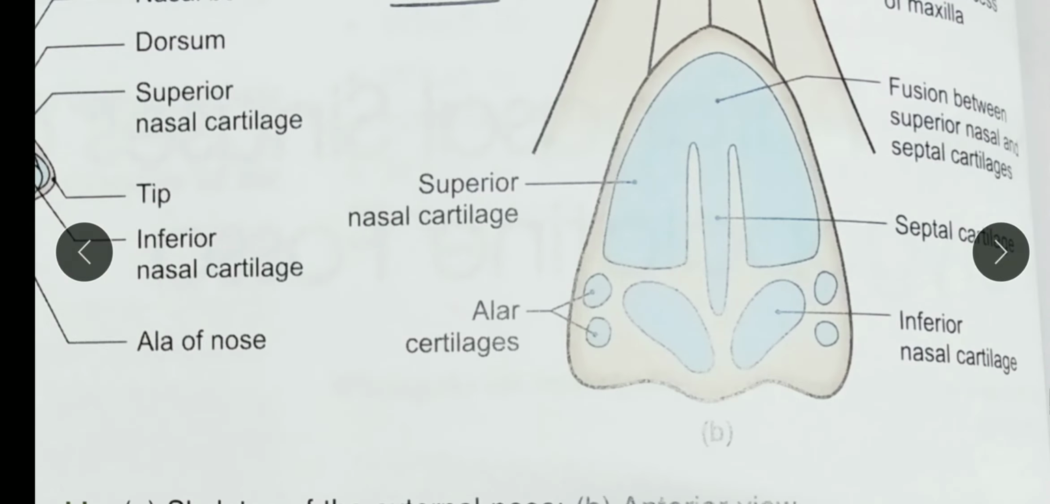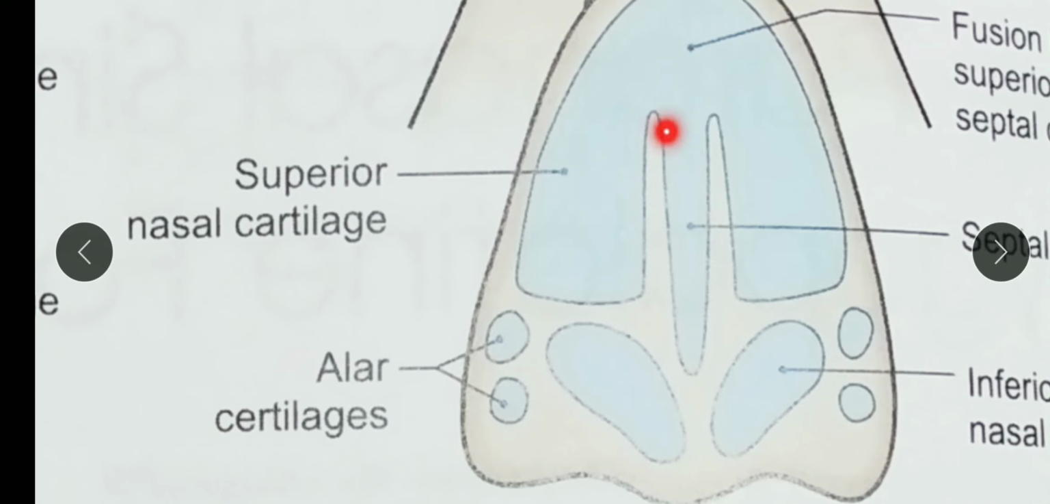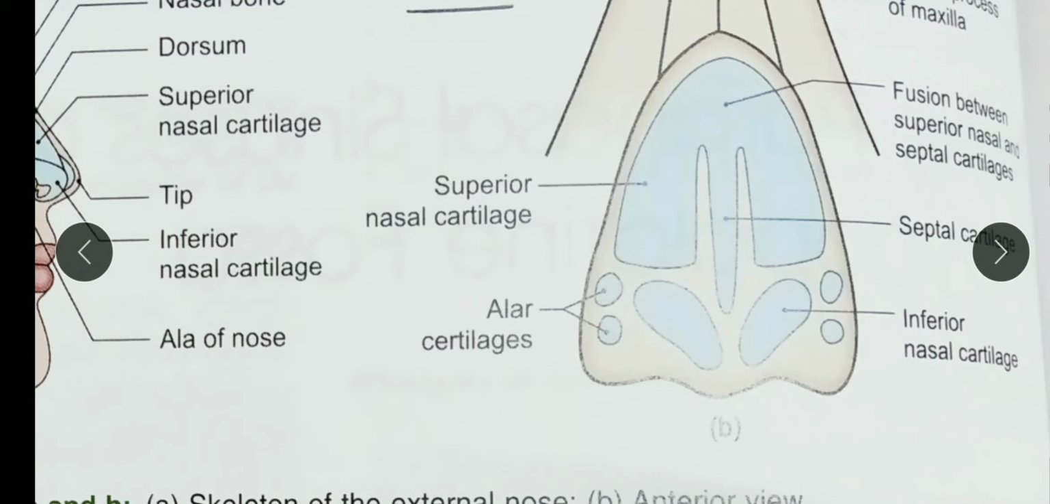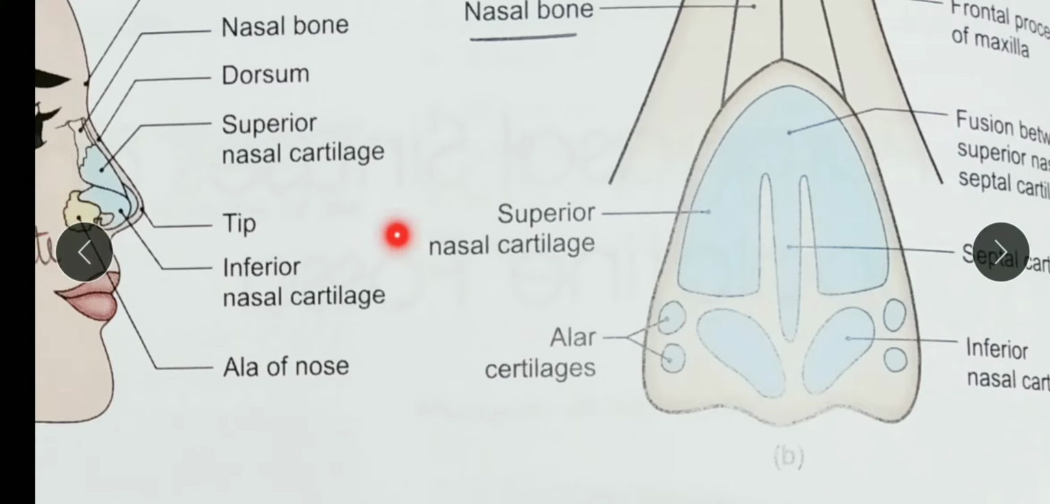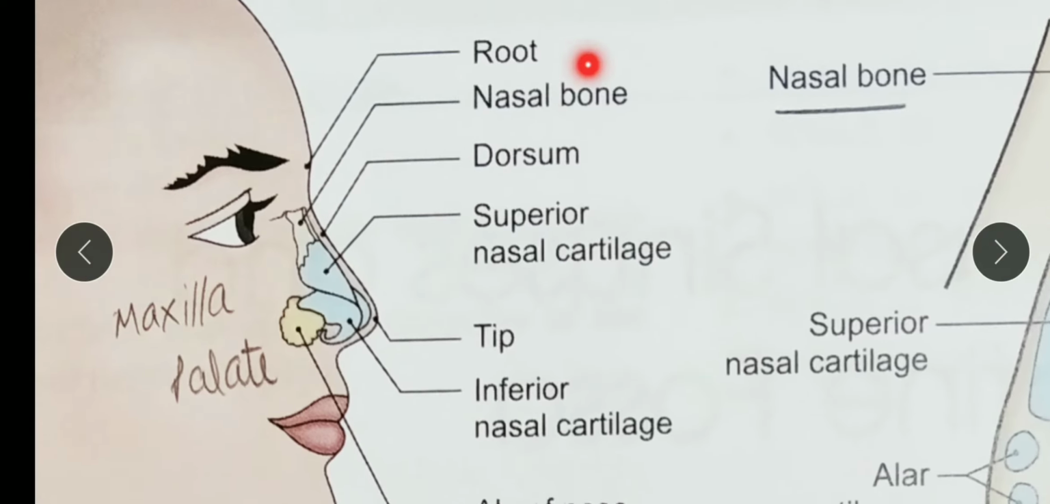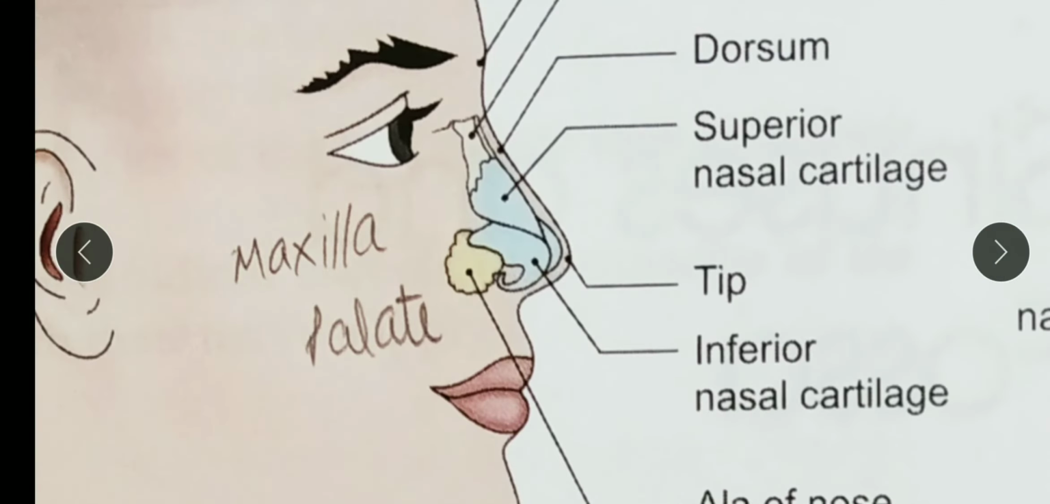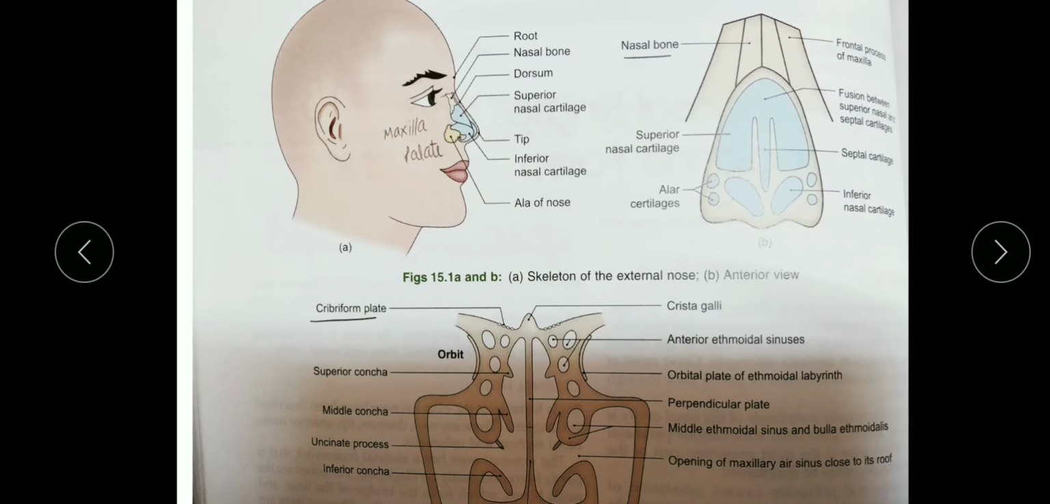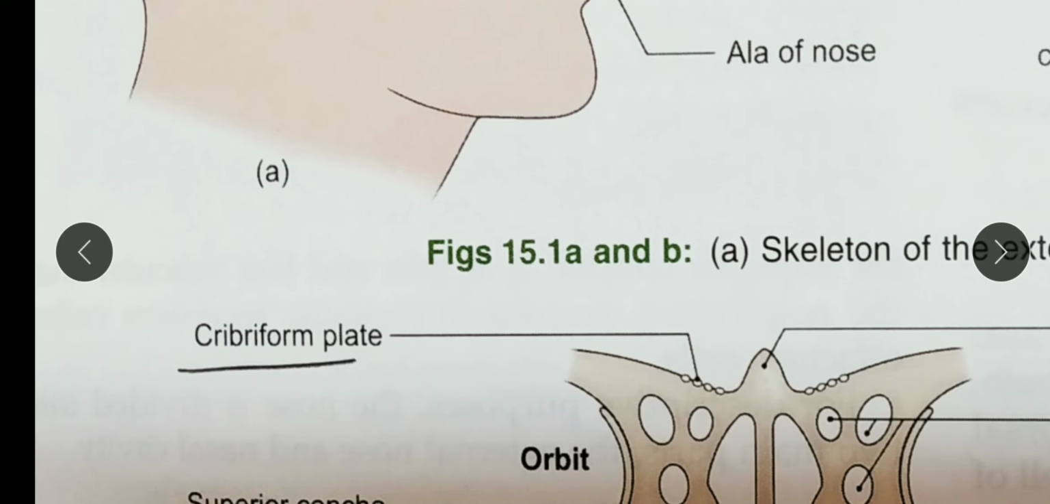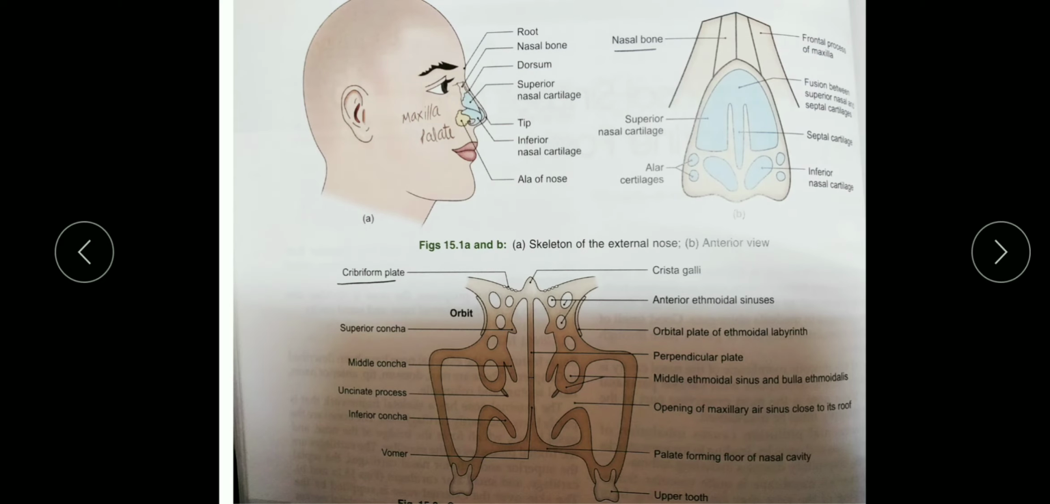Then there are two cartilages, superior nasal cartilages and inferior nasal cartilages, and one extra which is known as septal cartilage. The inferior nasal cartilages are also known as alar cartilages, and superior nasal cartilages are also known as lateral nasal cartilages. Also in the nasal cavity there is nasal bone, cartilages, and in the floor there is maxilla and palate. The cribriform plate is also a part of the nasal cavity. So these are all the constituents of the nasal cavity.